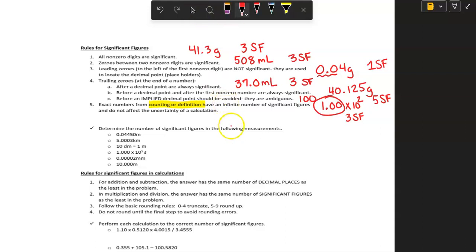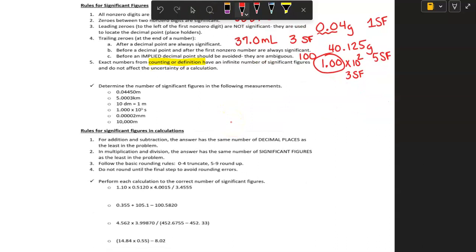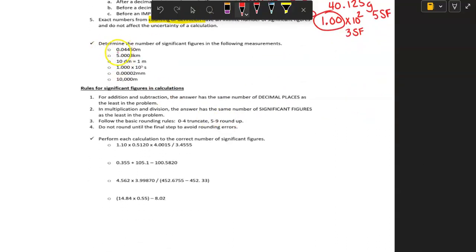This is just asking us to count sig figs. Okay, so in this first number, 0.04450, those zeros out front, they're leading zeros, so they don't count. But then 4450, that has 4 sig figs. Then we have zeros sandwiched between other numbers, so they automatically count. So we have the 5, 3 zeros, and a 3. That's 5 significant figures. That's a 5.